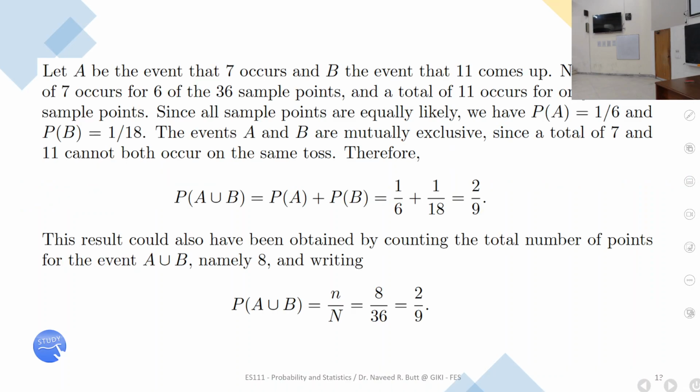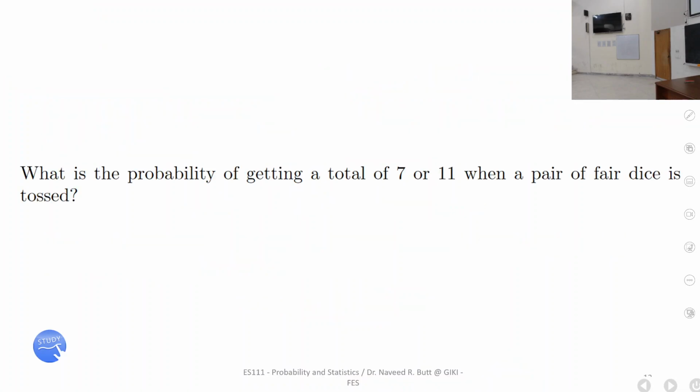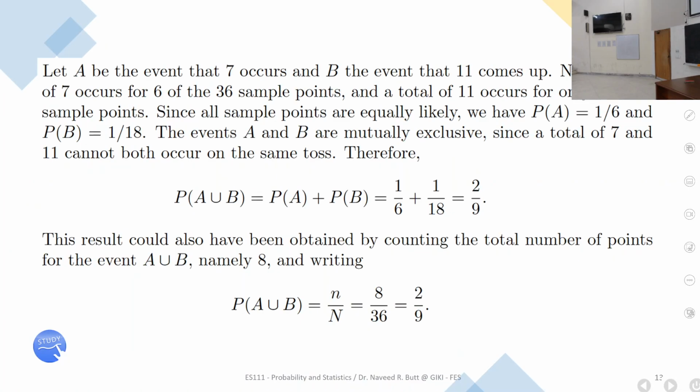So yes, you are right. What you can do is, remember we are saying 7 or 11. Yeah. So either do like this. You don't actually need this formula. You can do it directly. In this case, there are 6 ways. 7 occurs in 6 ways. 11 occurs in 2 ways. Total are 8 ways.